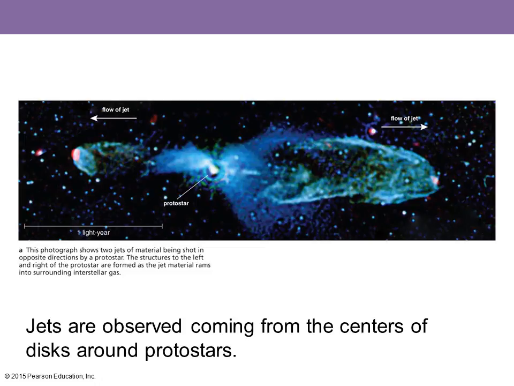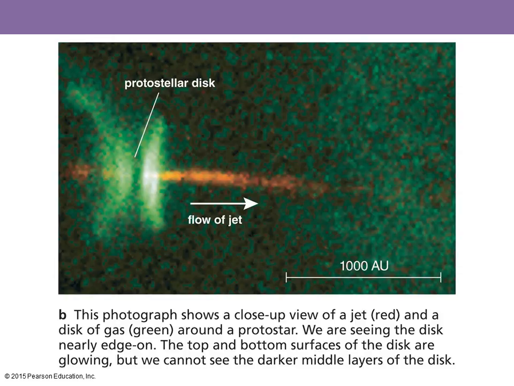Here's an actual example. Two jets of material being shot out in opposite directions by this protostar. The flow of the jet to the left and to the right is from the protostar forming in the middle. Here's another example where we have this disk of greenish material. There's apparently a protostellar disk which will eventually form a protostar and then a star, and then the flow of jet material is out the left and the right.